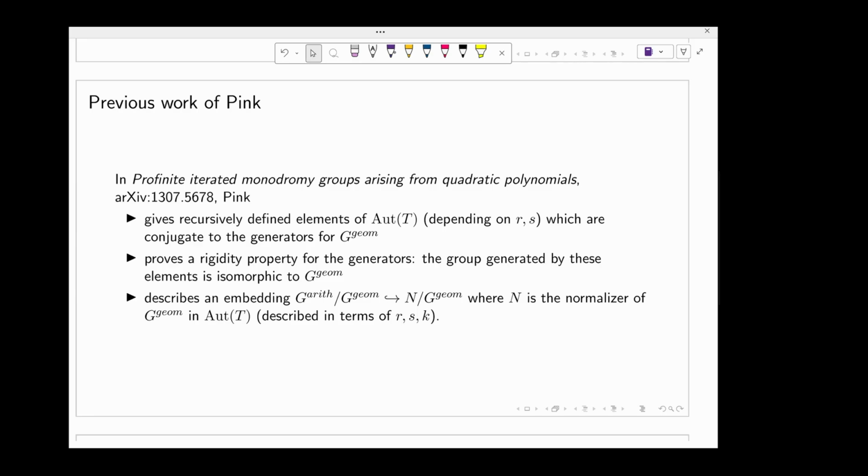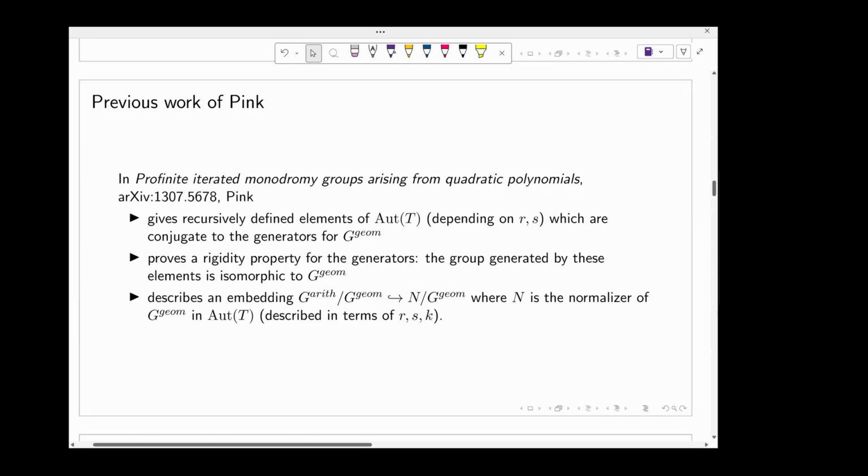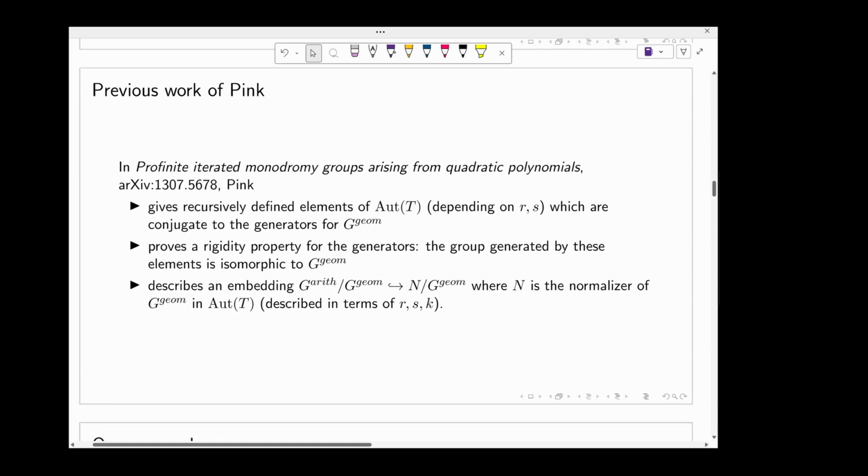We know that G-geom is a normal subgroup of G-arith, so he constructs the normalizer of the G-geom that he constructs, and he describes this embedding of G-arith mod G-geom into this other quotient. His work is brilliant and also very hard to follow, and some of it not so explicit, especially in this last step. So the motivation for our work is to take a different perspective on this and try to get some different intuition and understand what's going on for these quadratic maps a little bit more.